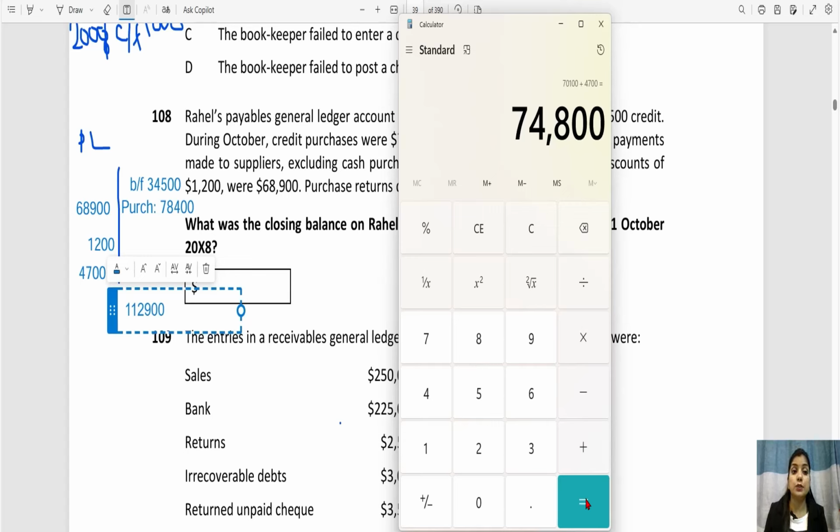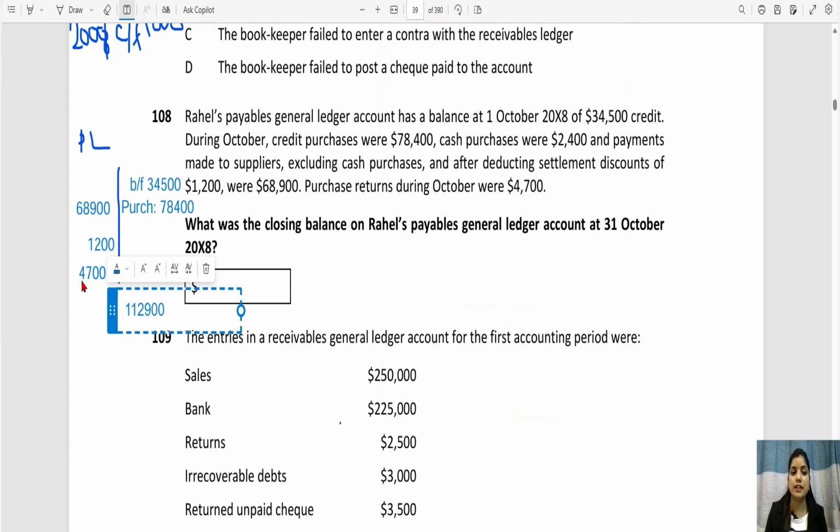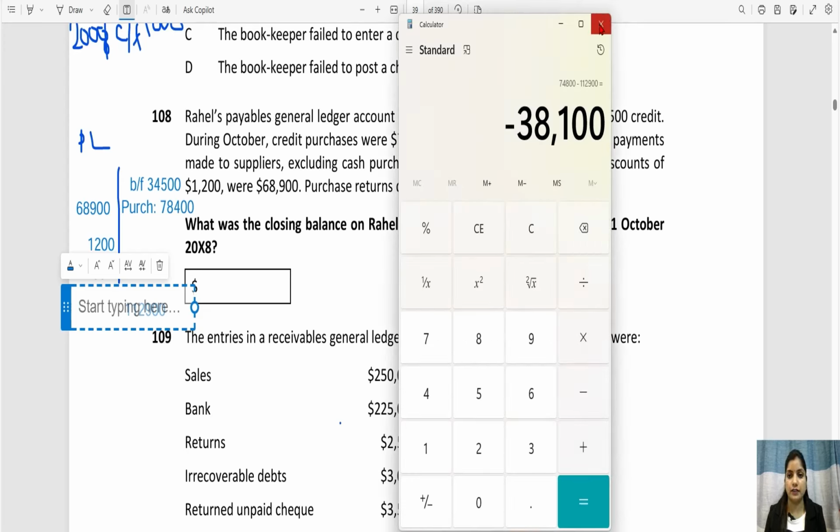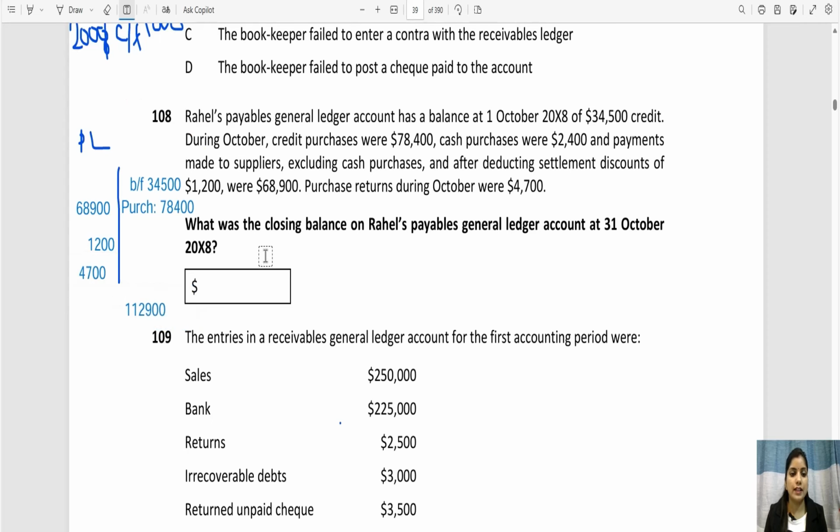Which is not equal to the total balance on the credit side. So on the credit side we have 112,900, right? So what is the difference? We have a difference of 38,100 on the debit side, which will be our carry forward amount, and this carry forward amount will be the opening balance for the next period. So the closing balance as on 31st October 20X8 is 38,100, right? Okay, so moving ahead to our next question.